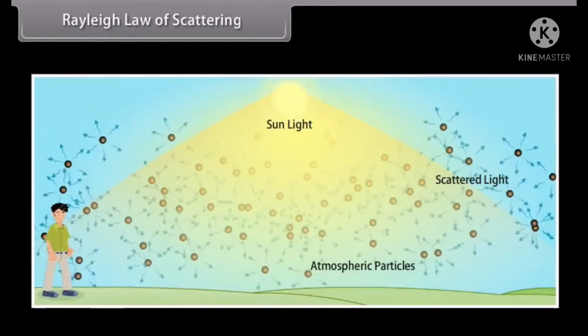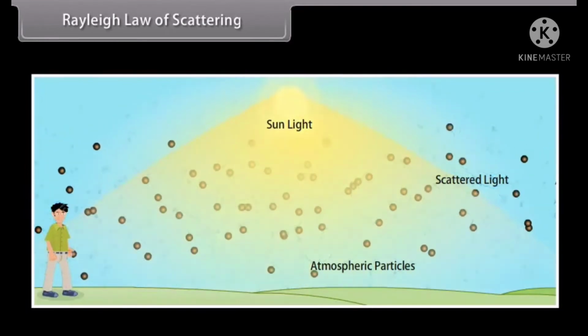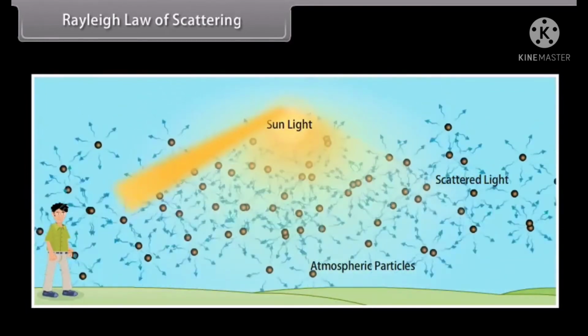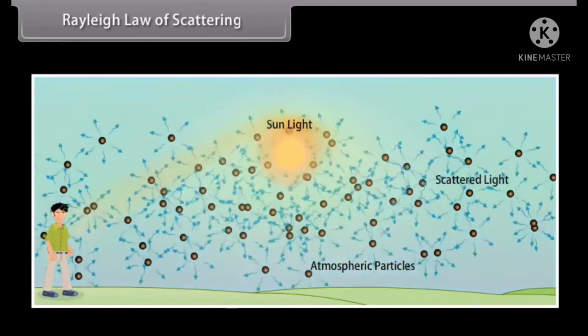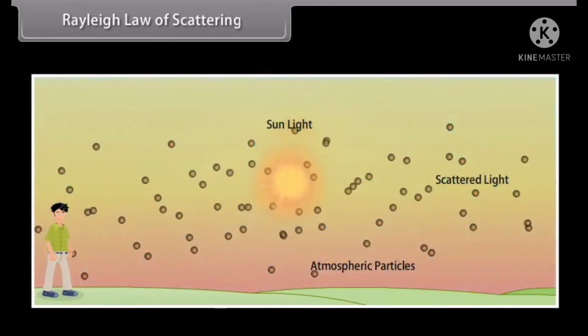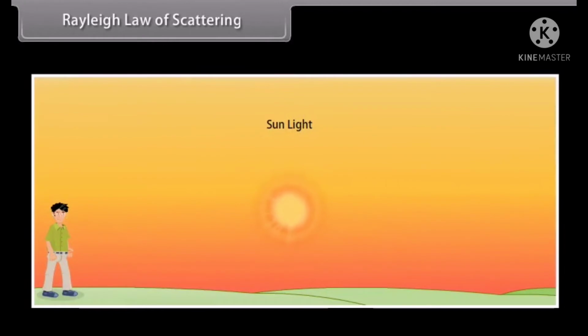Why does the sun appear reddish at sunrise or sunset? As the sun gets lower in the sky, its light passes through more of the atmosphere to reach you. Even more of the blue light is scattered, allowing the reds to pass straight through to your eyes.